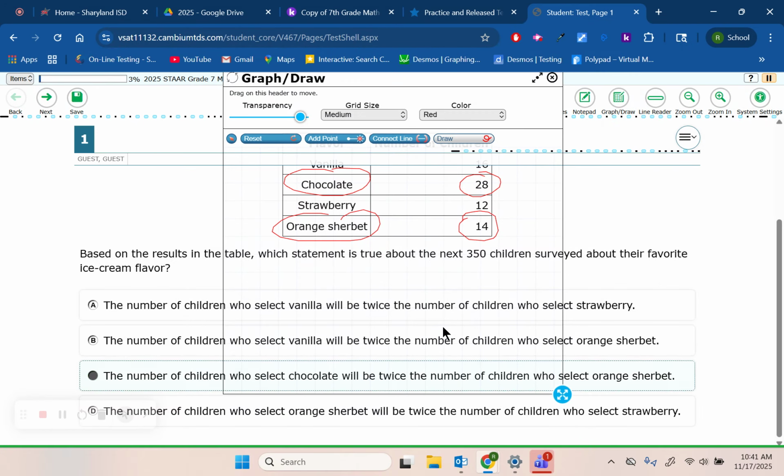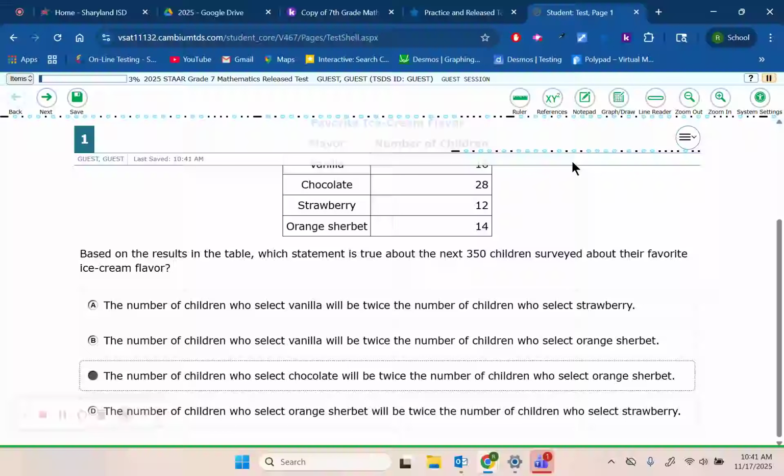So that was a very difficult problem. It's kind of easy. Common sense. Don't overthink this, guys. It's a very easy test.